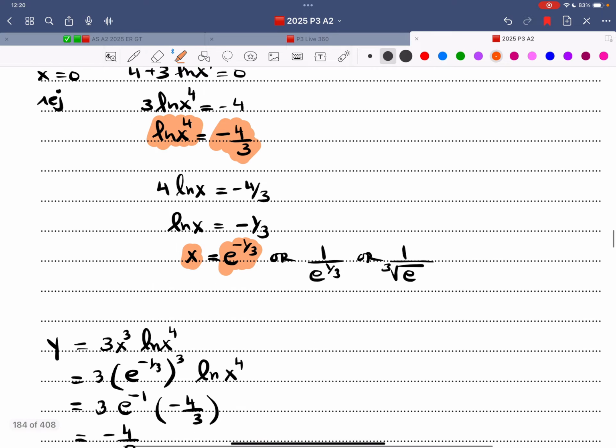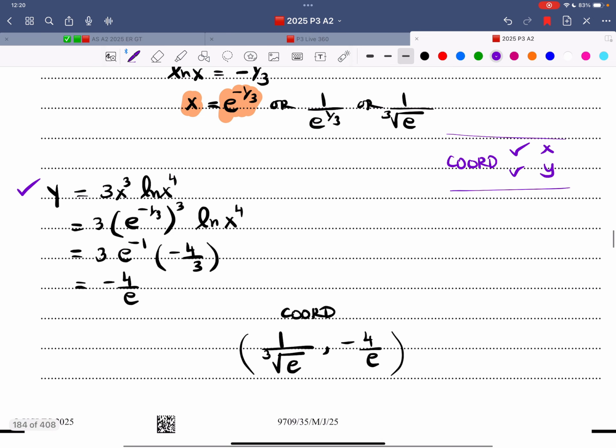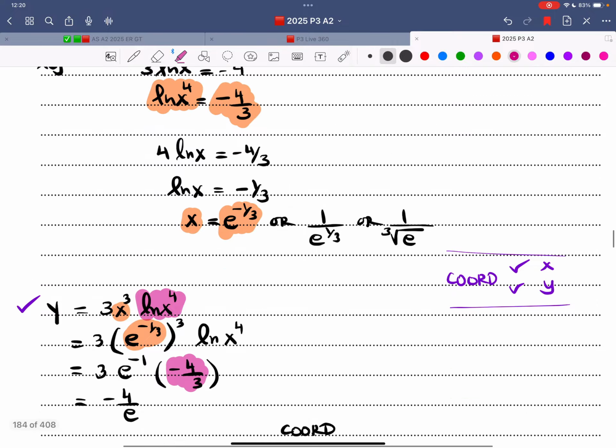So now we plug into the original equation, because we need the coordinates. Coordinates means x and y, we need both of them. So that is the x coordinate of the stationary point. To find the y coordinate of the stationary point, this is 3 times x cubed times ln x to the power 4. Now x is e raised to the power of negative 1/3, and this ln x to the power 4 is minus 4/3.